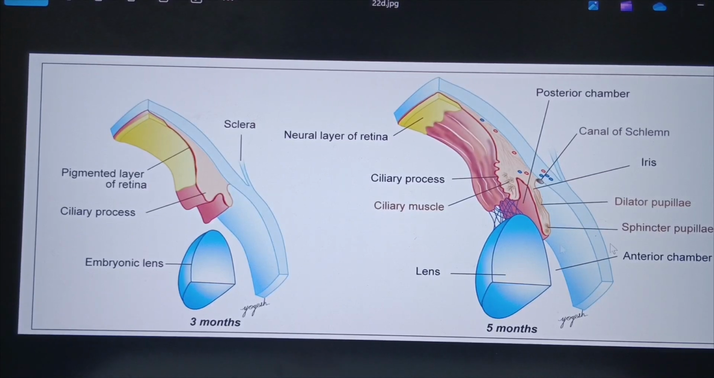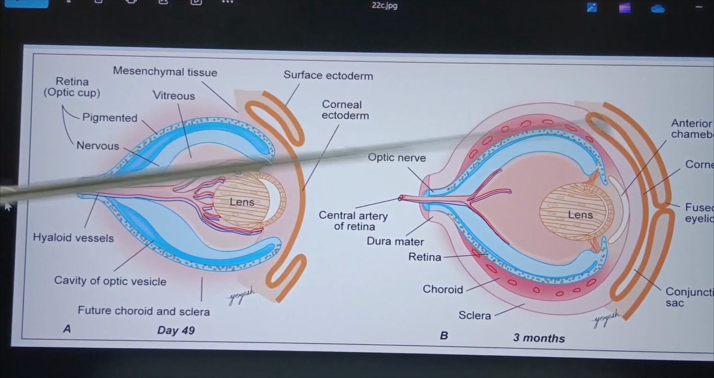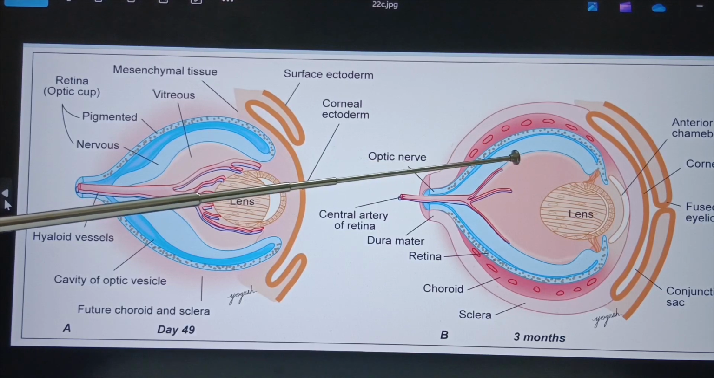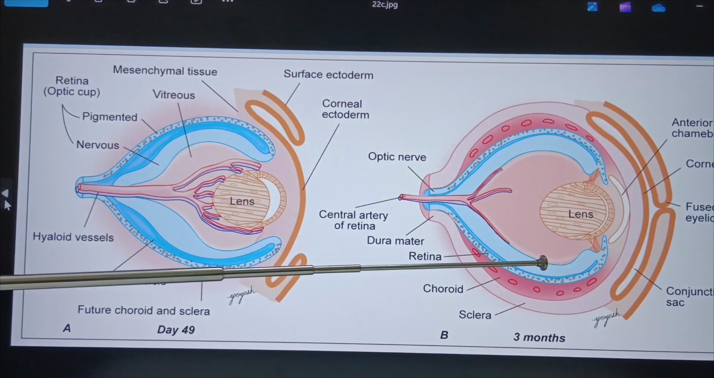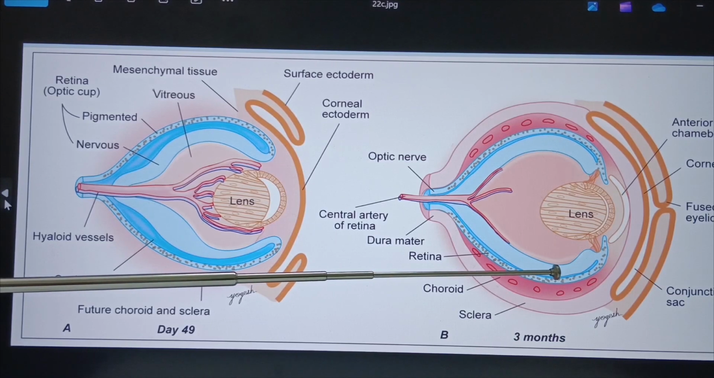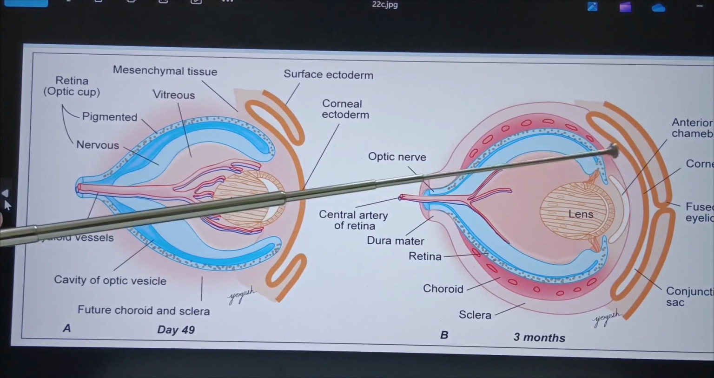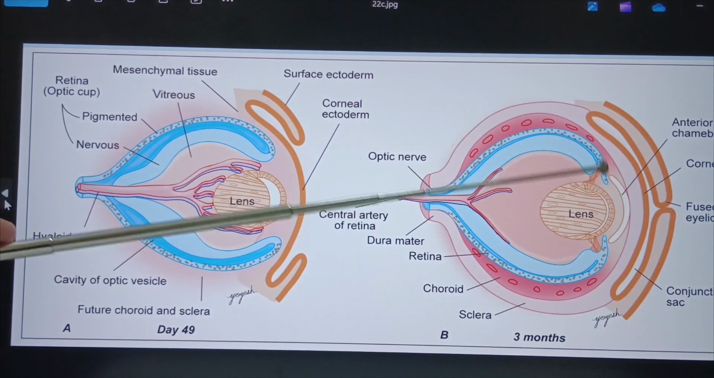Let me show you again how the iris and ciliary body are produced. So concentrate that the optic cup has the inner layer. The posterior 4/5 produces the neurosensory portion or layer of the retina, and anteriorly it gives rise to the ciliary body and the iris.